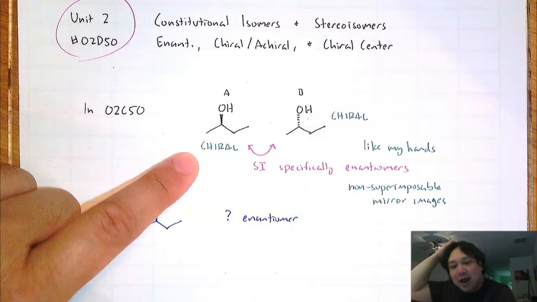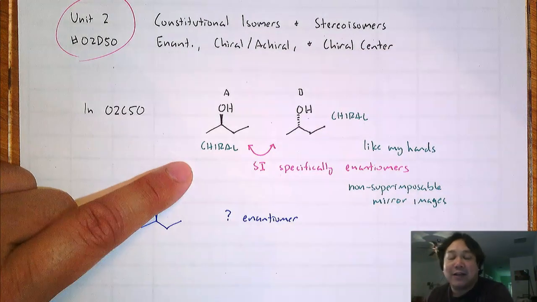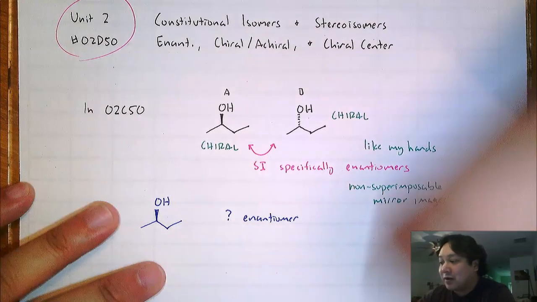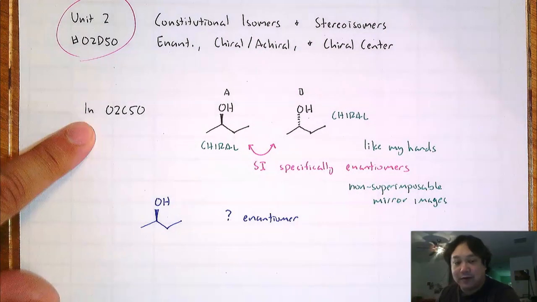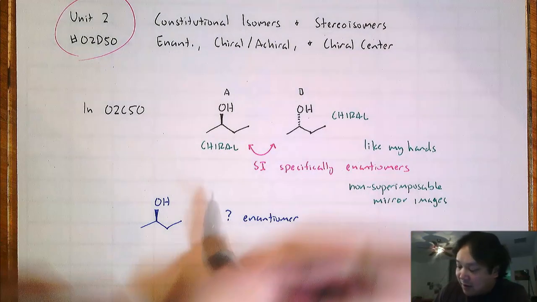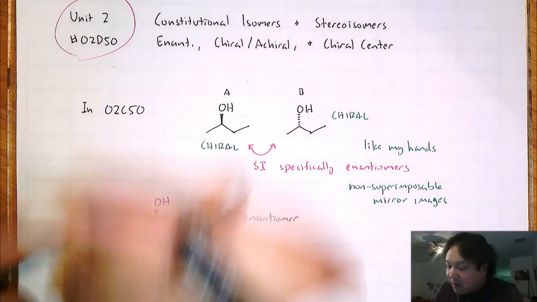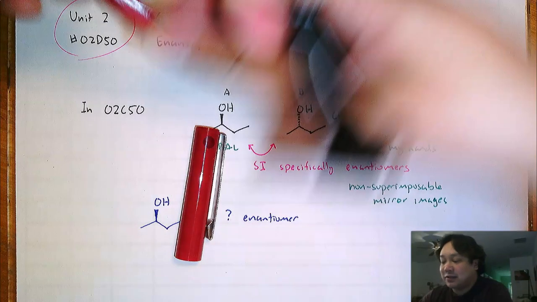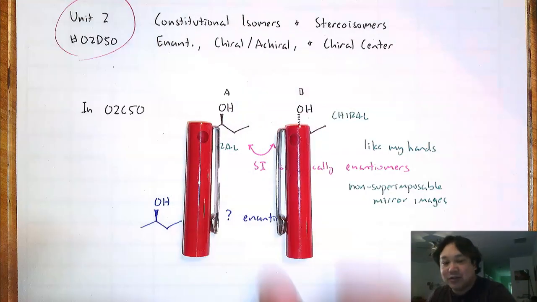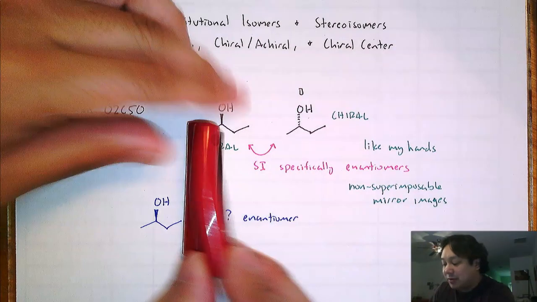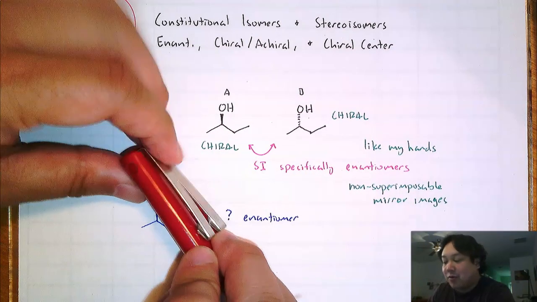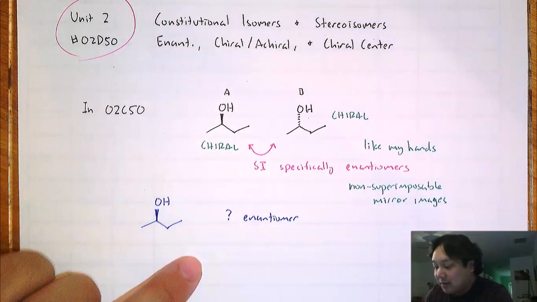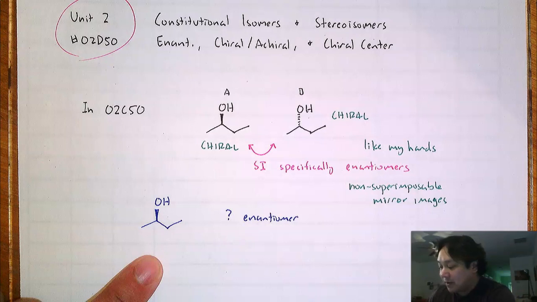If a molecule is chiral, an enantiomer exists for it. Okay, we're going to look at achiral. I think in this video, right? We saw that a pen cap was achiral because it is superimposable. Here's the mirror image, and it is superimposable on its mirror image. Whereas my hands are not superimposable.